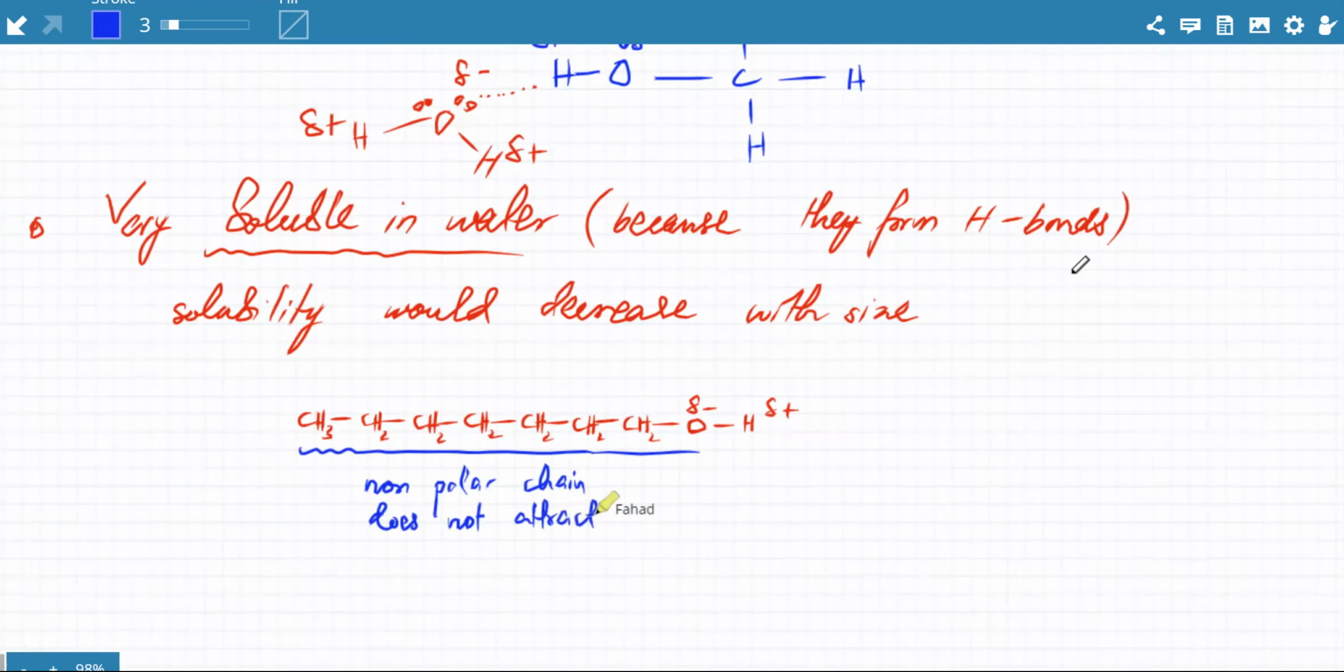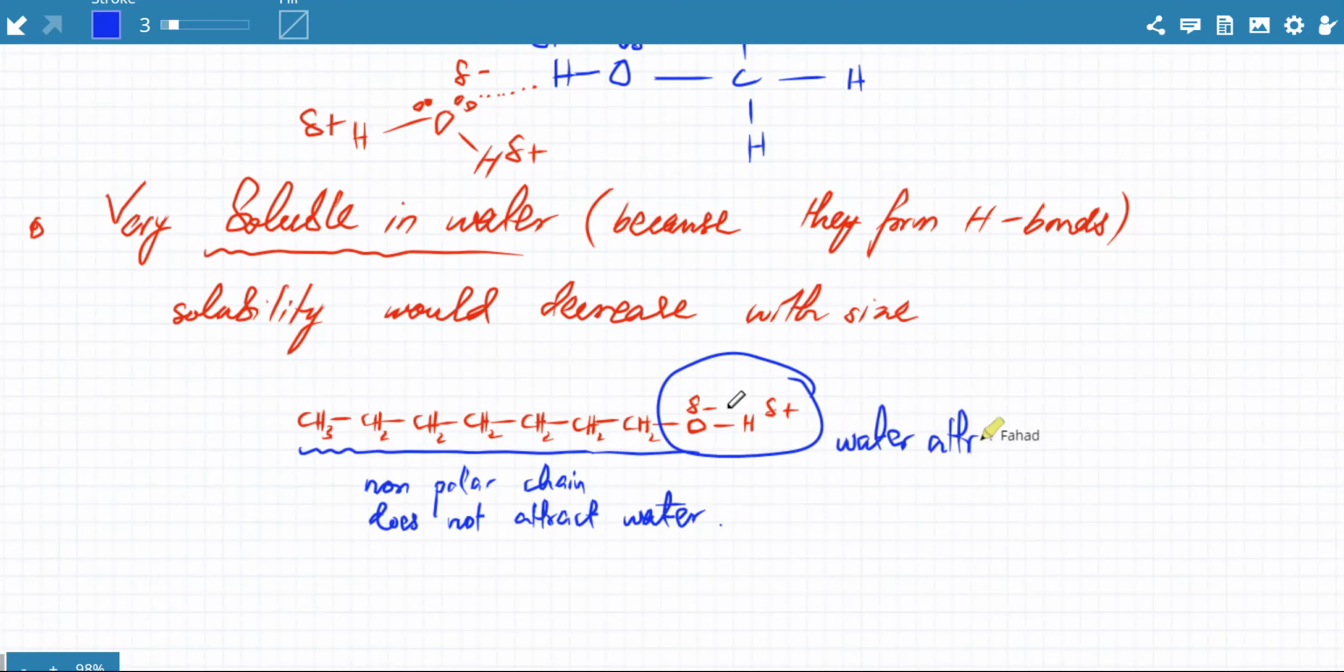In biology it's called hydrophobic. It's not going to attract water. So the bigger the molecule, the lower the solubility, because it's only this end part that is water attracting. This is the only part that's hydrophilic, water attracting. Is this clear?